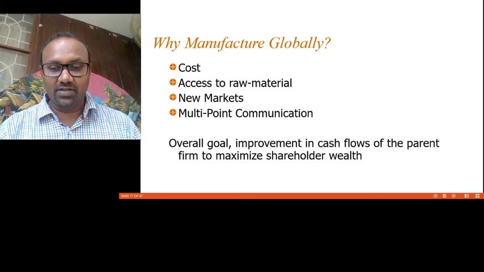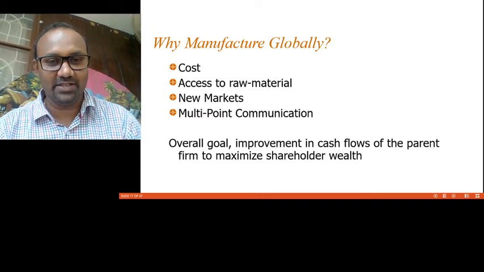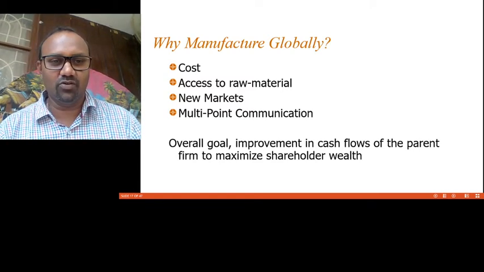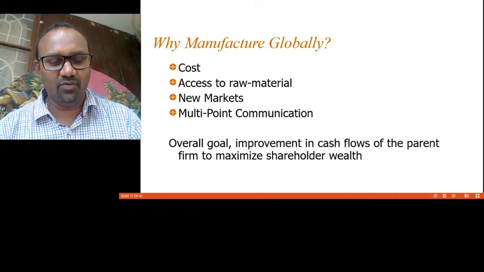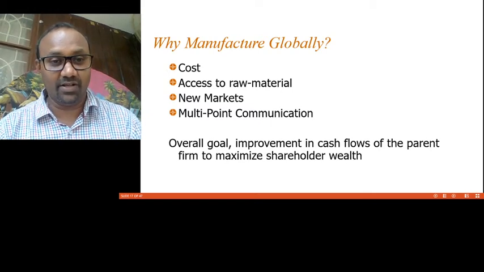So, why do firms want to manufacture globally? Right, as I told you with the Ford example, yes, they get a cost advantage because you're getting access to large volumes of raw materials and input factors from different parts of the world, which may be available to you at a very least cost. Secondly, you get access to raw materials in plenty. Third, you have access to those markets.